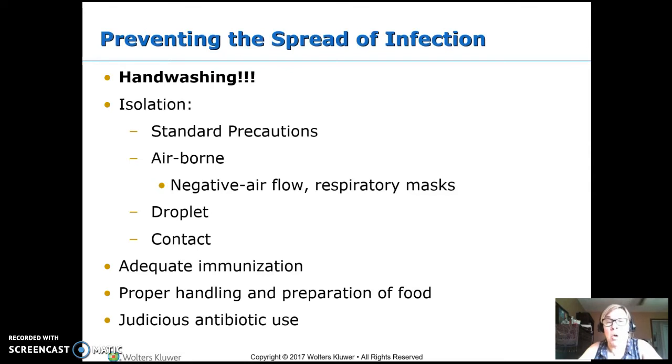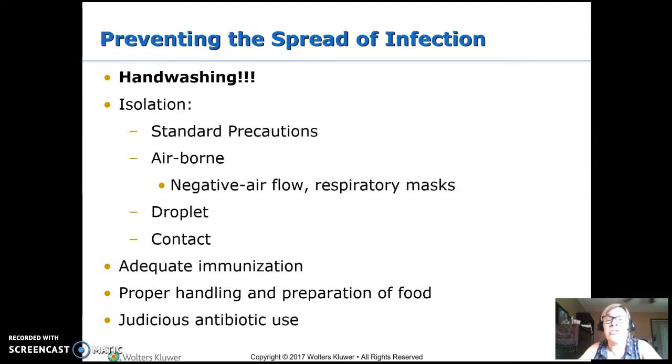Droplet is much more common. This is our colds and flus. This is things that come out when they cough, but they only go a few feet and drop. You do have to wear a mask, though, because these are things that you catch by breathing them in, but you have to be within a few feet of the patient to get them.